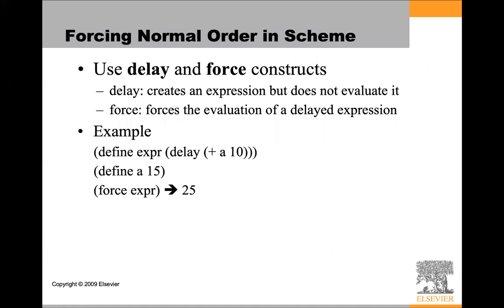So by default, Scheme uses applicative order. It evaluates everything eagerly. And what we would like to do is sometimes not evaluate something eagerly, but delay evaluation of it. And the reason we do it is so that we can create a generator function where we only generate one element of a list at a time, and then we delay the computation.